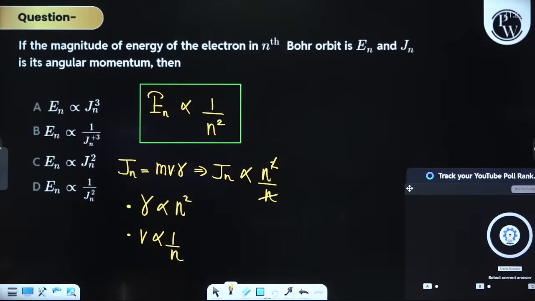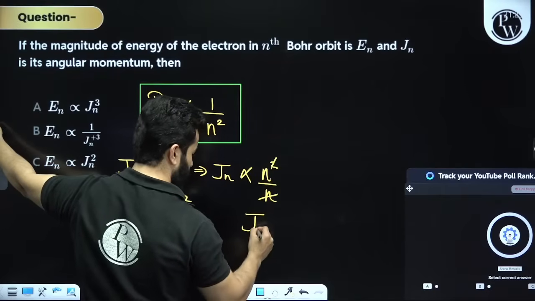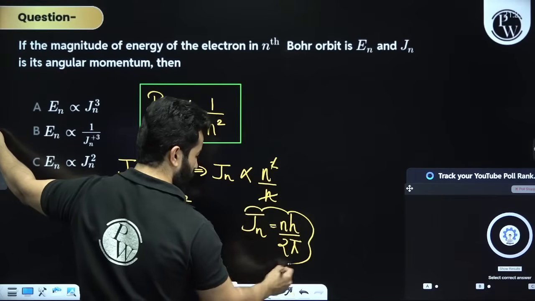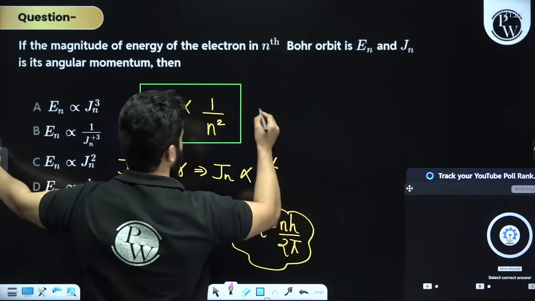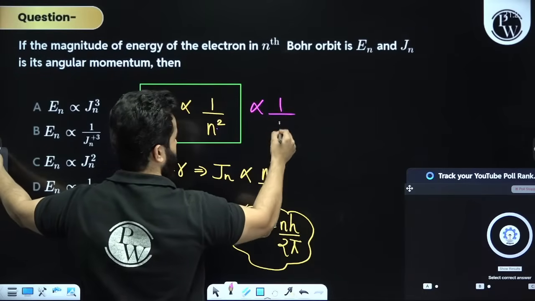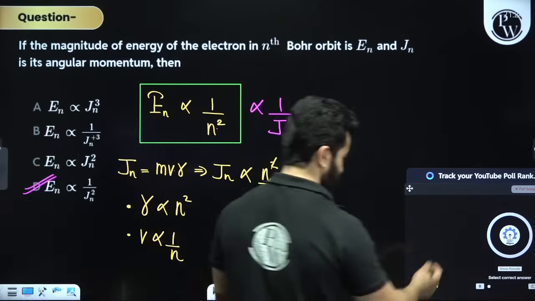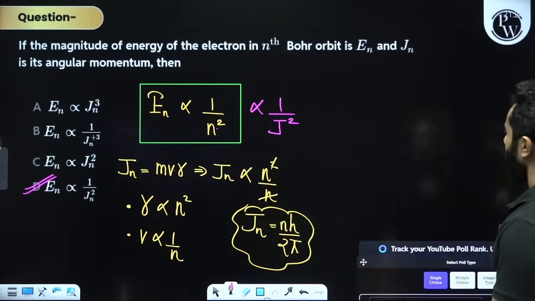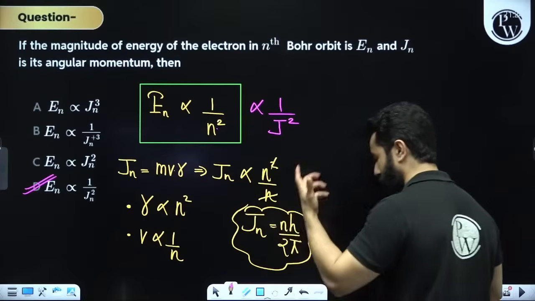So D should be the correct answer, right? D should be the correct answer, because I could have also simply said that Jn is equal to nh upon 2 pi. I am sorry, I could have simply used this also, but no problem. I'll recommend you to use this. So this will become 1 upon, instead of n I can write j square. So here I believe D should be the correct answer, right? No doubt about it. Good, very good. Sorry for this. Obviously, when they are talking about mvr, I could have simply said nh upon 2 pi, but no problem.